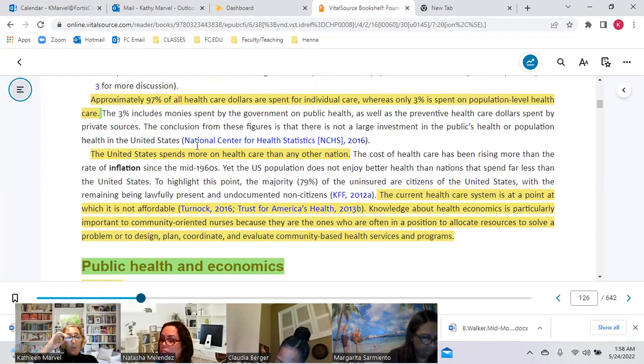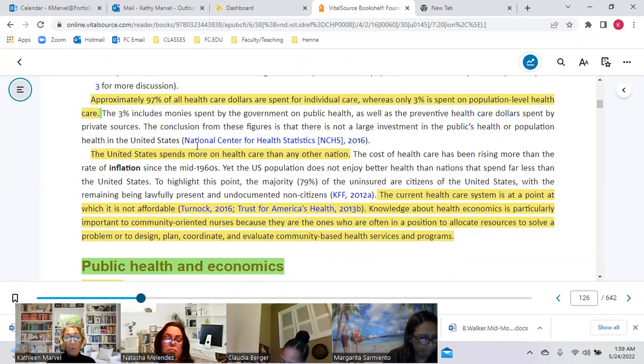The United States spends more money on healthcare than any other country. We know that the current healthcare system here is at a point where it's not affordable. We as community nurses need to be knowledgeable about healthcare economics, right? That's important to our role because in the public health sector, we're often the ones that are allocating the resources. The state will give public health departments a certain amount of funds.